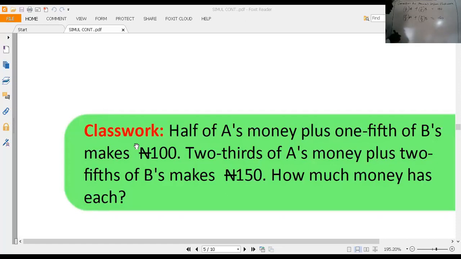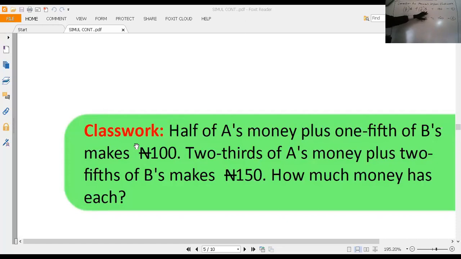Now, like I said, you can make use of the elimination method or the substitution method. When you look at the first equation, you have half A, then 1 over 5B is equal to 100. That's the first equation. Second equation, 2 over 3A and 2 over 5B is equal to 150. For you to eliminate B or to eliminate A, you make sure that their coefficients are of the same value. Their coefficients are equal. And how do we do that?